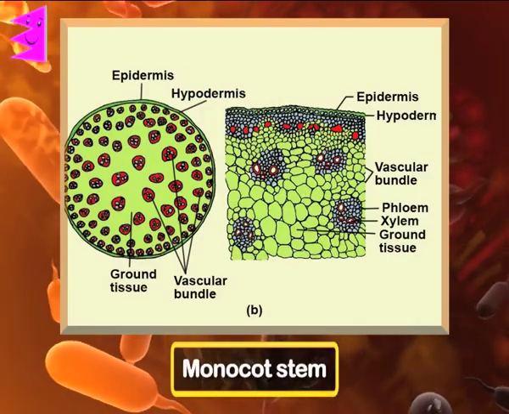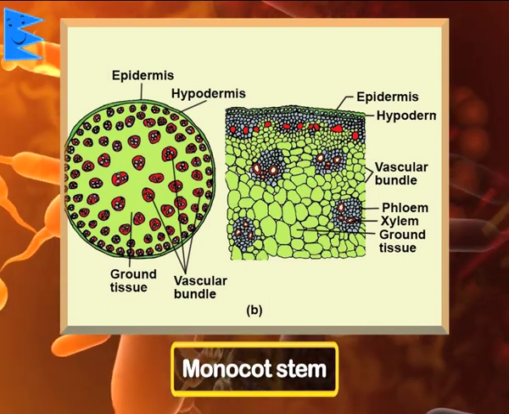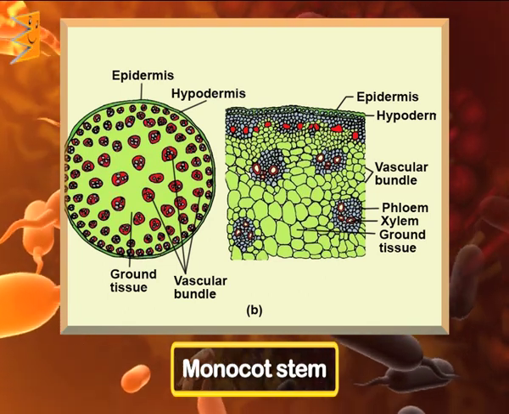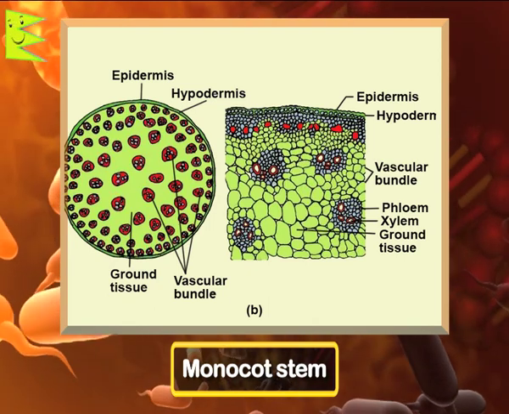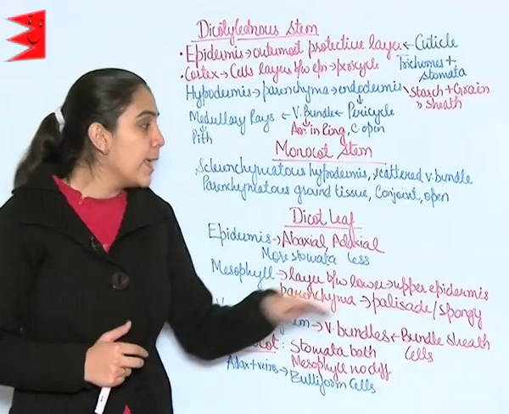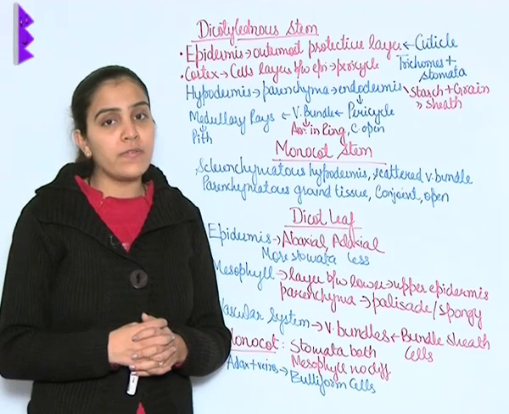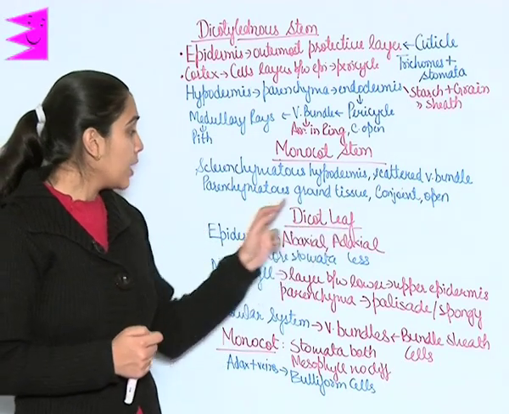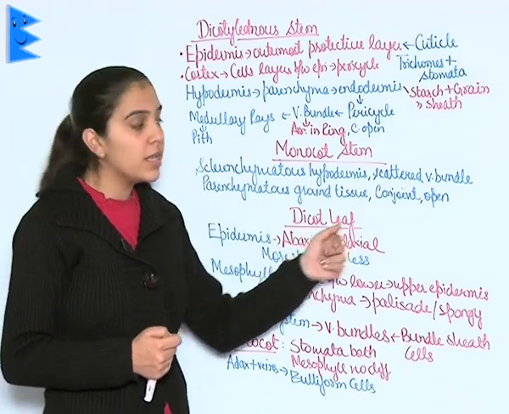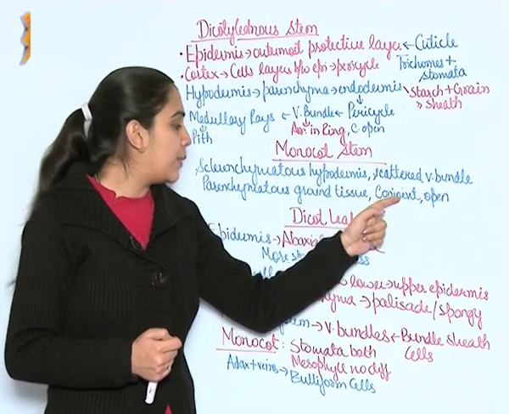Monocot stem. The structure is quite similar. In case of monocot stem, the hypodermis, you can see in the diagram, is sclerenchymatous. Vascular bundles are scattered. They are not arranged in the form of a ring, but are arranged as a conjoint and open vascular bundle system. Ground tissue is present which is parenchymatous in nature, and you can see in the diagram endodermis, epidermis, hypodermis, ground tissue, etc.